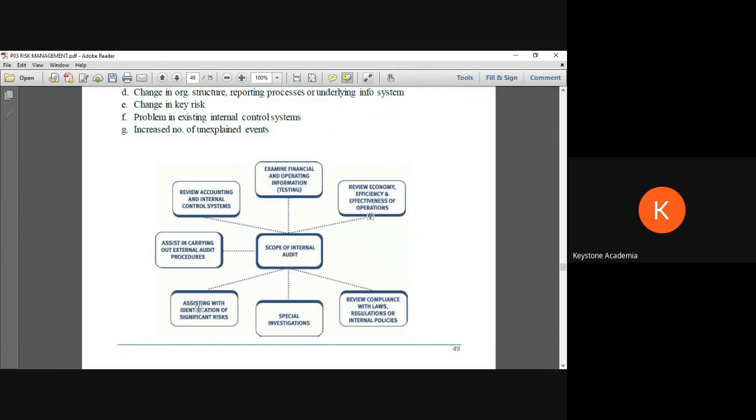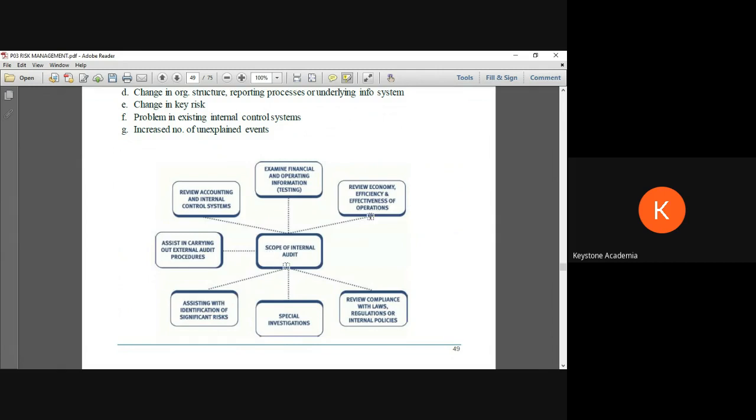Then assisting with identification of significant risk. While doing the internal control check, if they see that there are certain risks which have not been in the list. Remember in the previous chapter we talked about how we can only have controls for the risks we have identified. So these people working in internal audit are experts. They know the industry. At least some of them should understand the industry in their team. So they will say, there are certain risks which you have not listed. Please list that down and have controls for them.